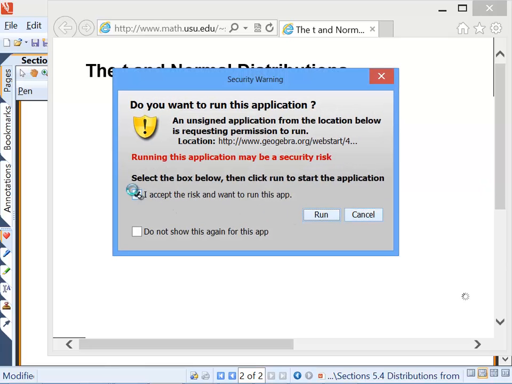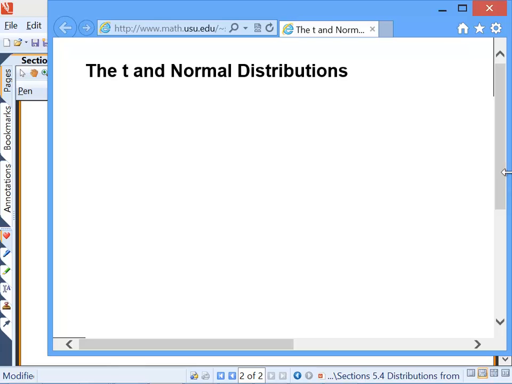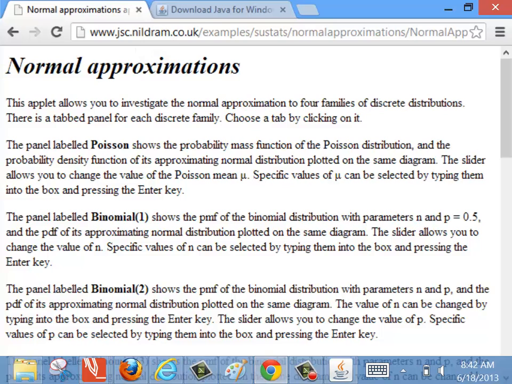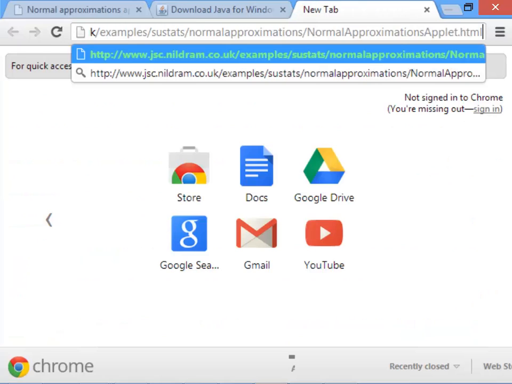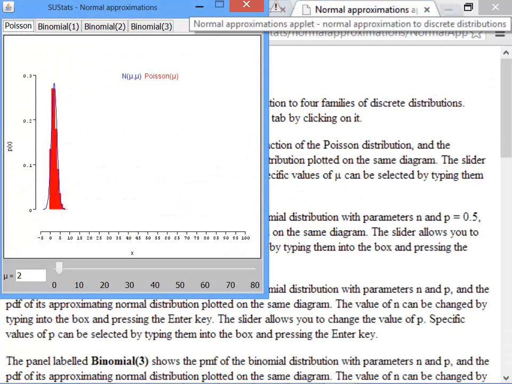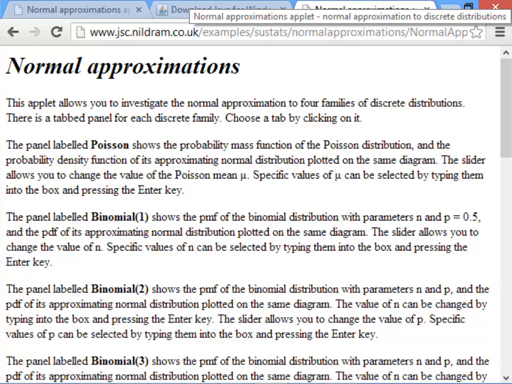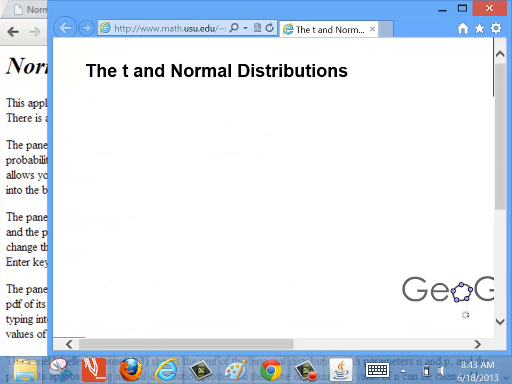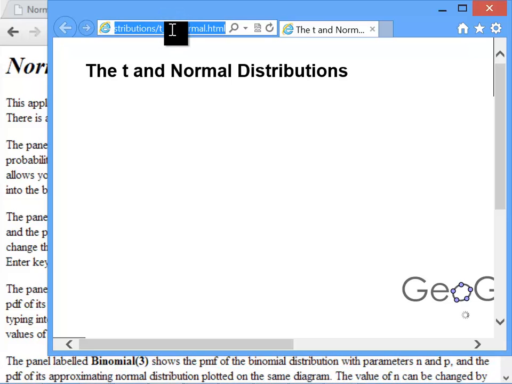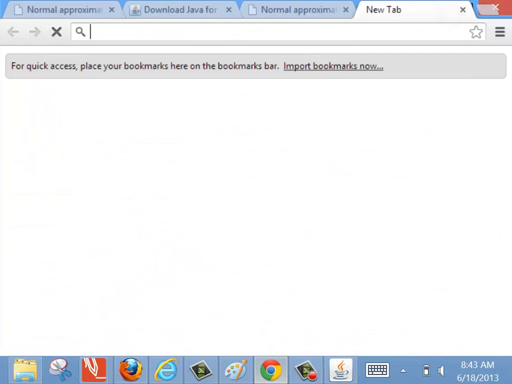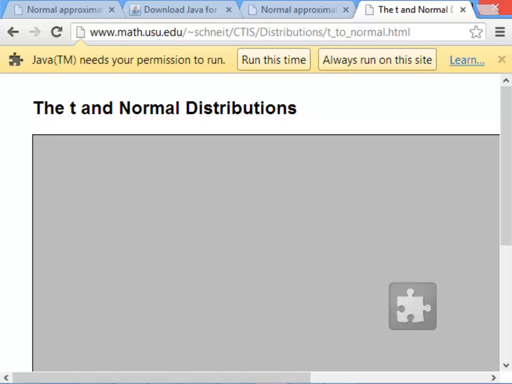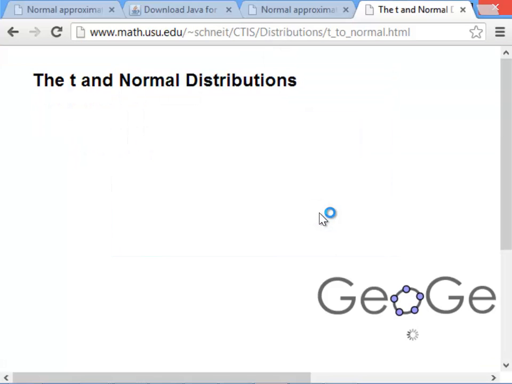And let's see if this applet will work. I didn't test it at home in Internet Explorer. Oh, there we go.